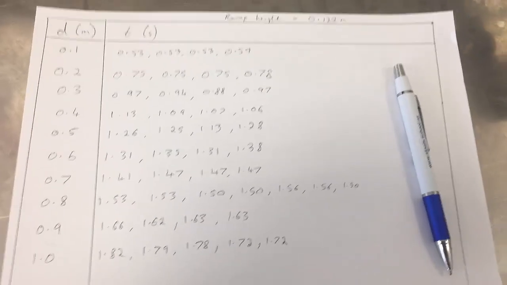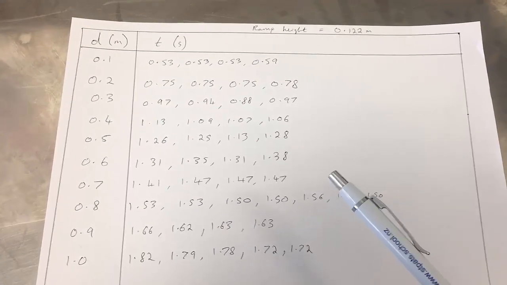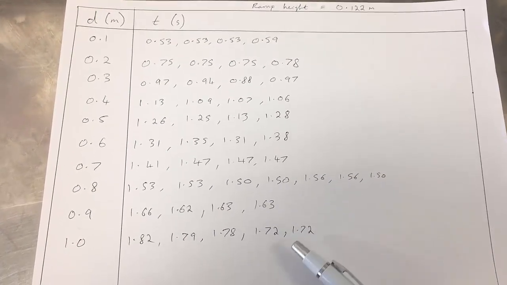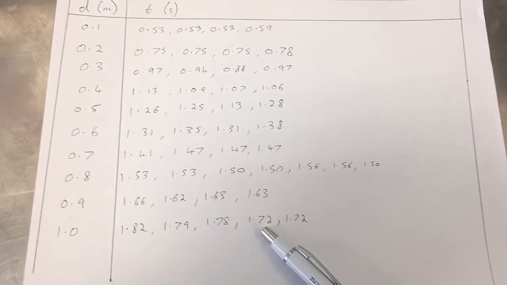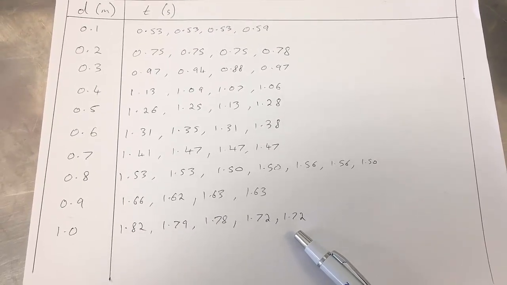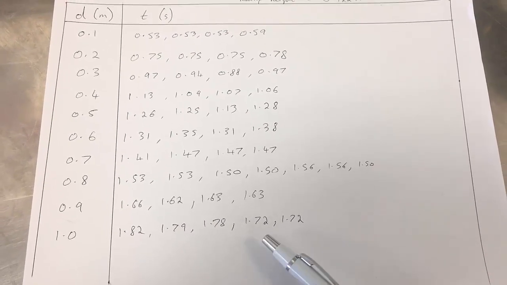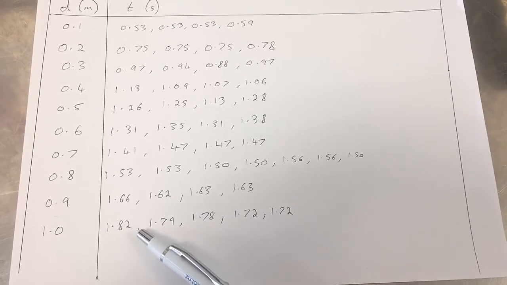Okay, so I've got my results here. For a few of them, I've got an extra time. So like this last one, I thought there was just a bit of variation between the 1.82 and the 1.72. So I measured an extra one just to try and give me some clarity there. And I think with these ones, I wouldn't identify any outlier. I'd just average all 5.